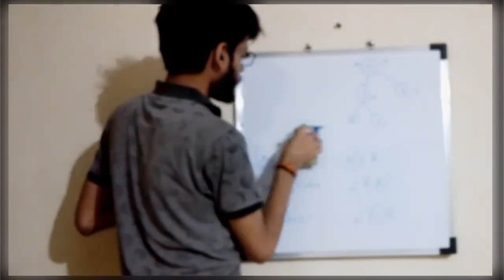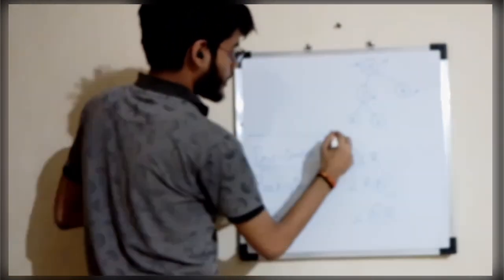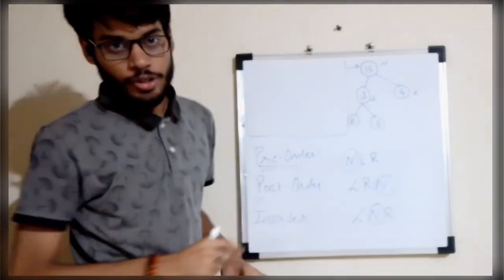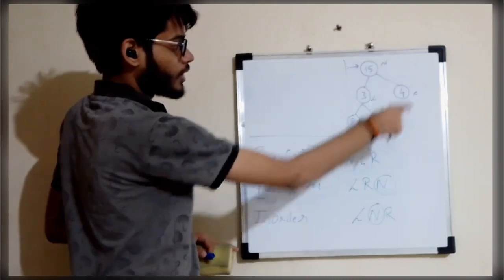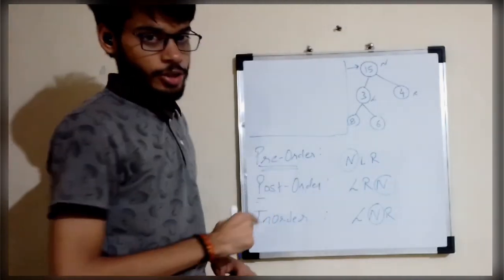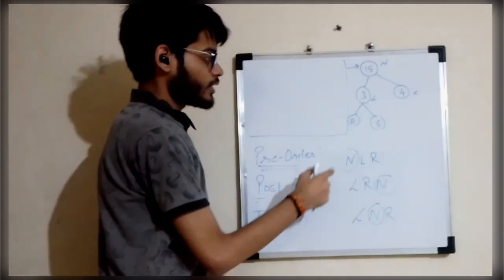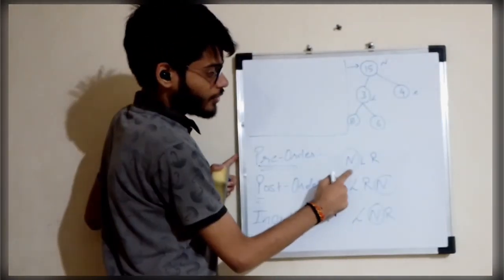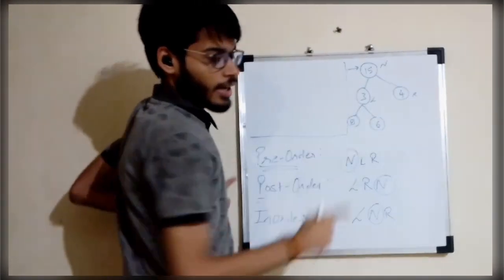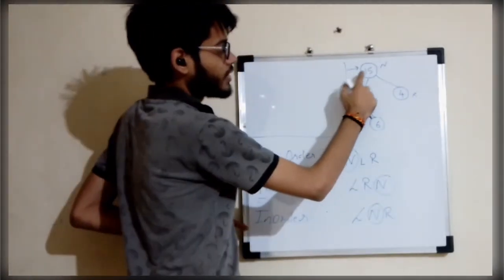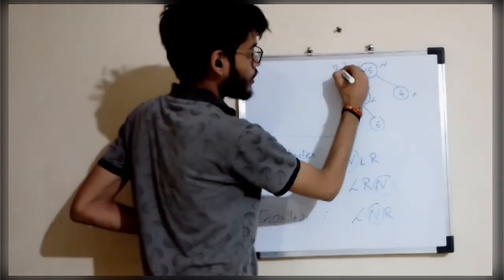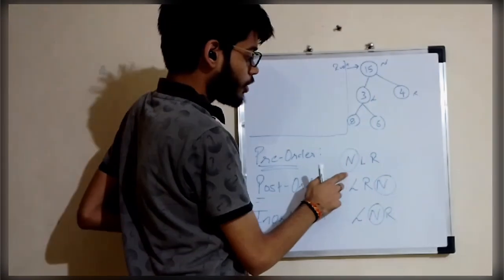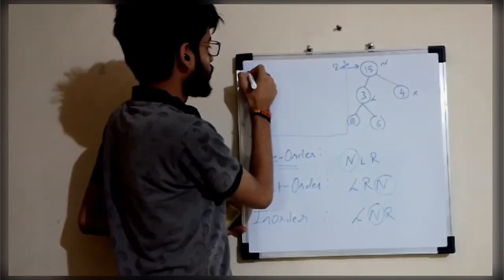Let's perform the traversal on this particular binary tree on the basis of pre-order traversal. What does pre-order mean? It means first the node. Always start from the root. This is our root, so the node is 15. In pre-order we have node first, so print the node.